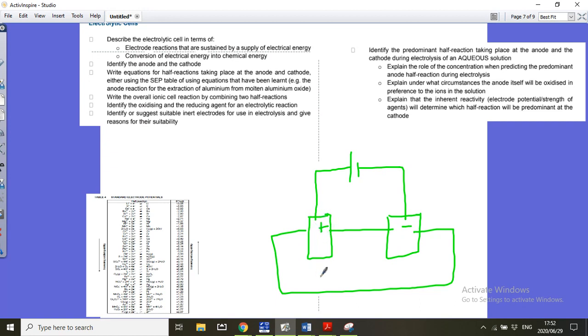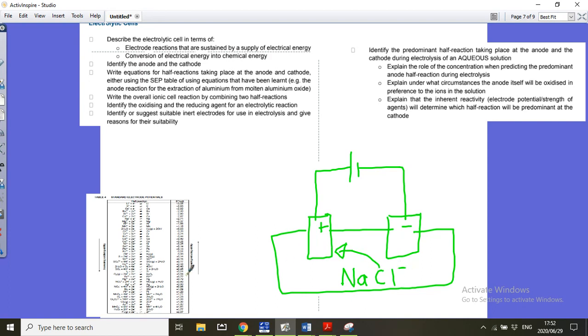At the positive one, there will be some negative ions swimming around here. Let's use NaCl because it will make our explanation later easier. So chloride ions would go there. This is if I've got molten NaCl, so there's no water yet. The negative ion will go there.